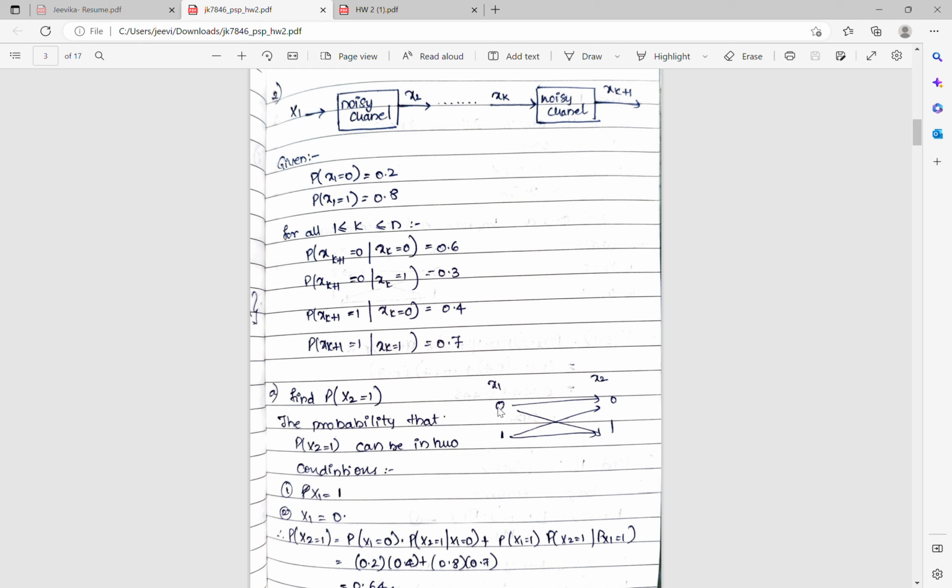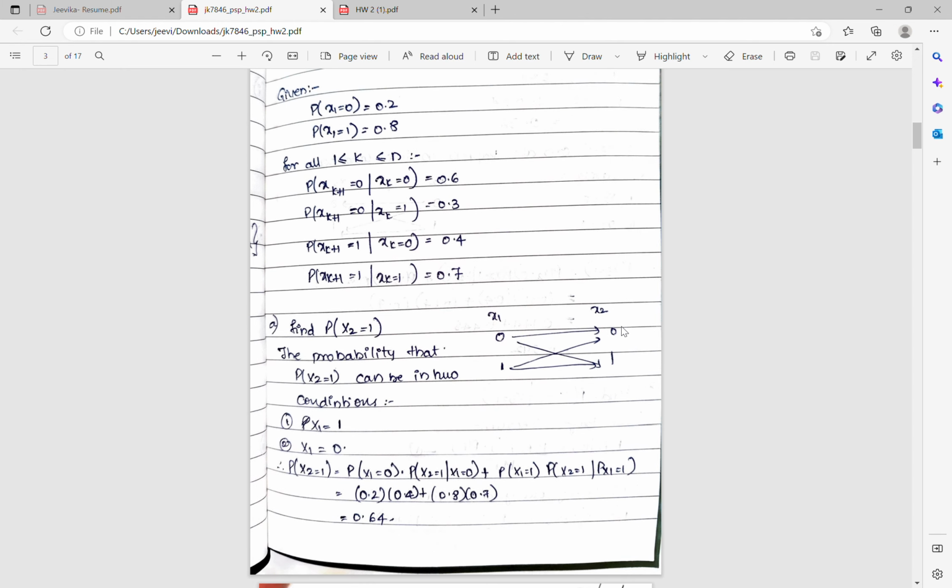X1 has two input signals, that is 0 and 1, and X2 has two output signals, 0 and 1. When 0 is transmitted through a noisy channel, it can generate a 0 data signal or a 1 data signal, and when 1 is transmitted through a noisy channel, it could generate an output of 0 or 1. Now the probability that X2 is equal to 1 can be in two conditions, that is when X1 is 0 and when X1 is 1.